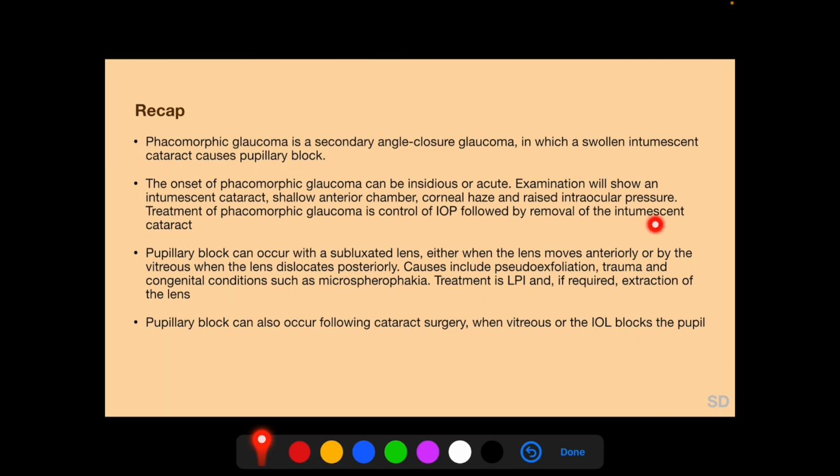of the intumescent cataract. Pupillary block can occur with a subluxated lens, either when the lens moves anteriorly or by the vitreous when the lens dislocates posteriorly. Causes of lens subluxation include pseudoexfoliation, trauma, and congenital conditions such as microspherophakia. Initial treatment of choice of pupillary block due to a subluxated lens is laser peripheral iridotomy, and extraction of the crystalline lens should be done only when LPI fails to relieve the pupillary block. Pupillary block can also occur following cataract surgery when vitreous or the intraocular implant blocks the pupil.